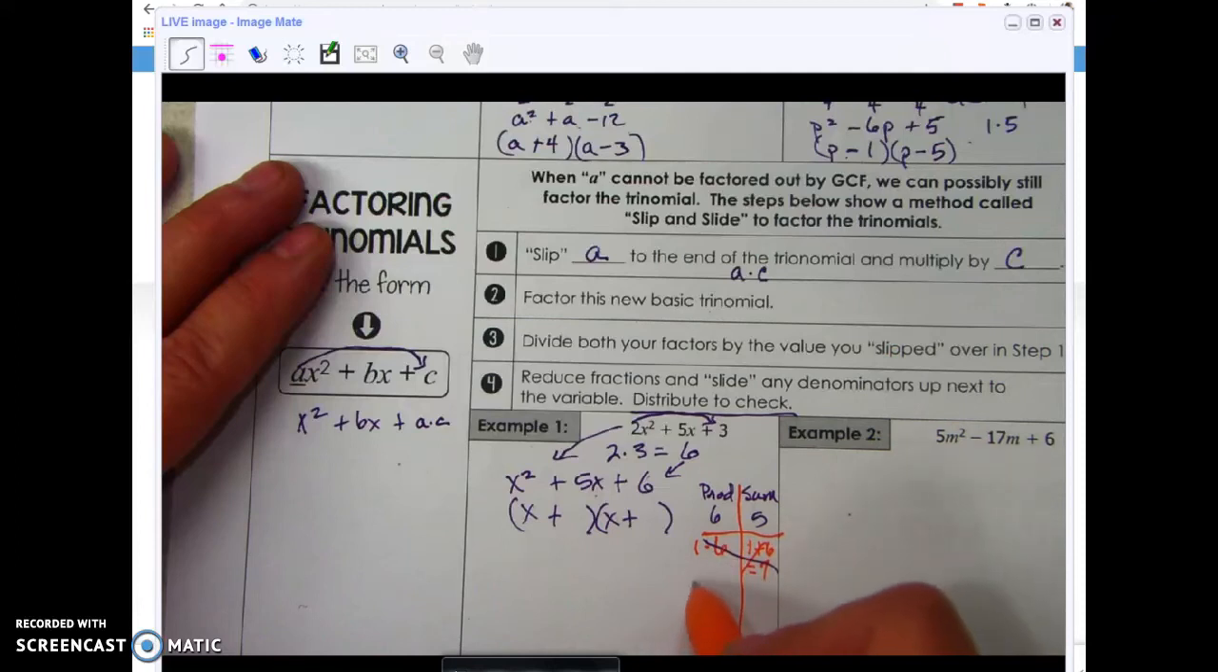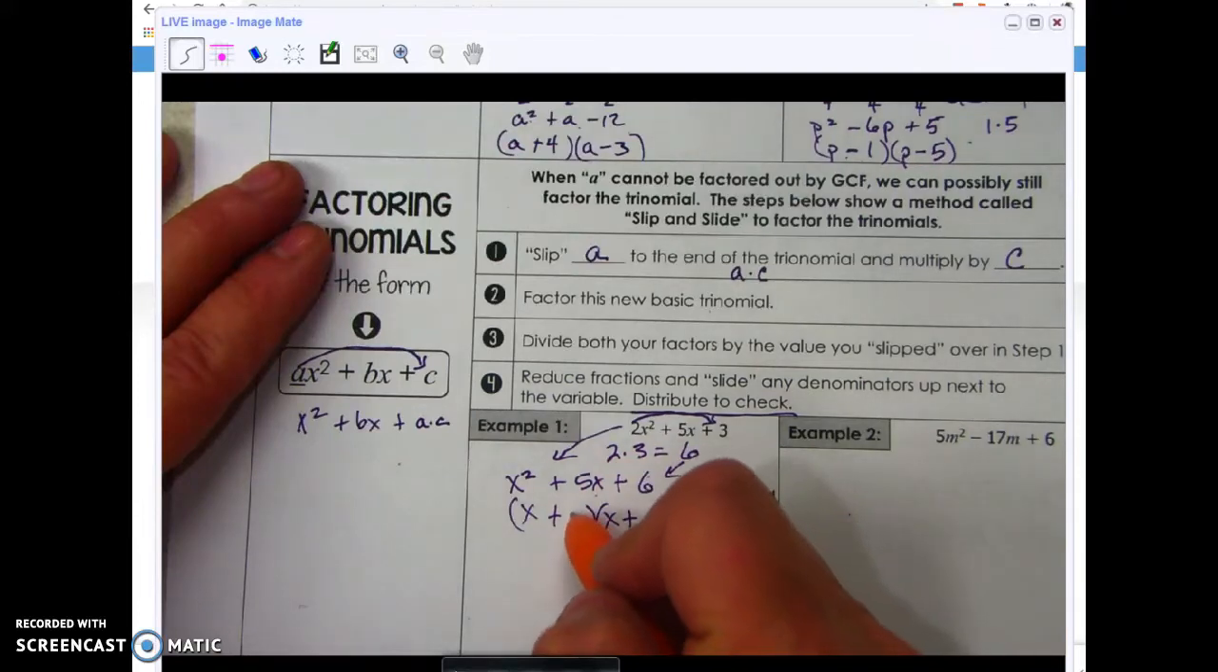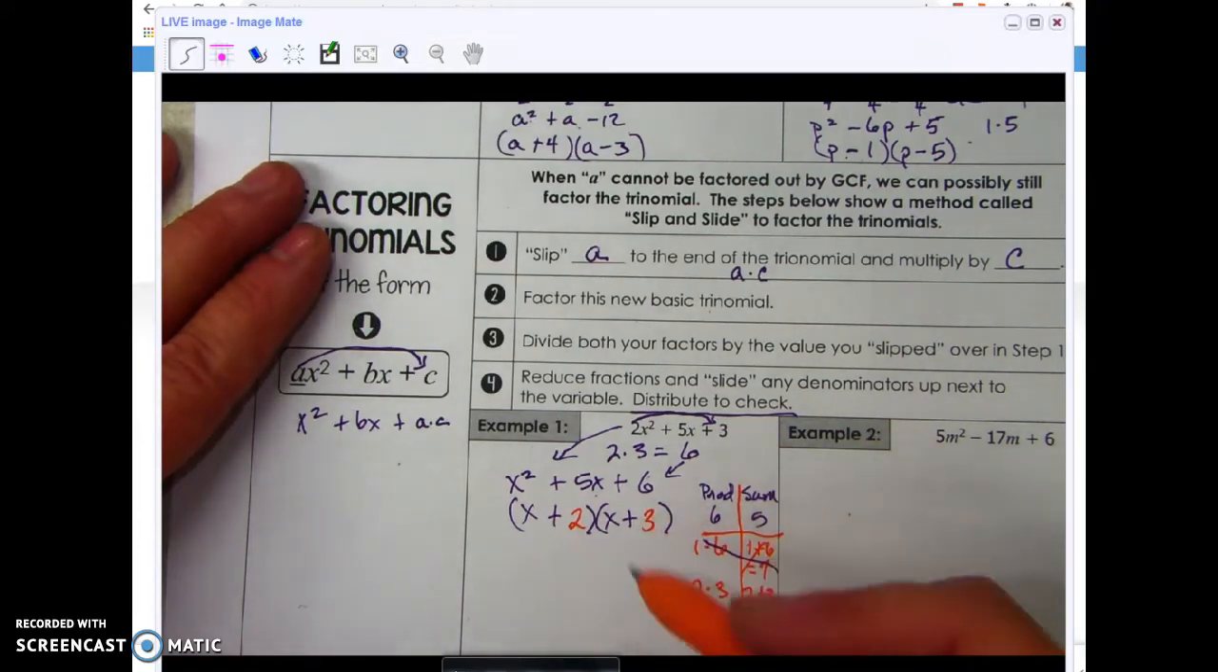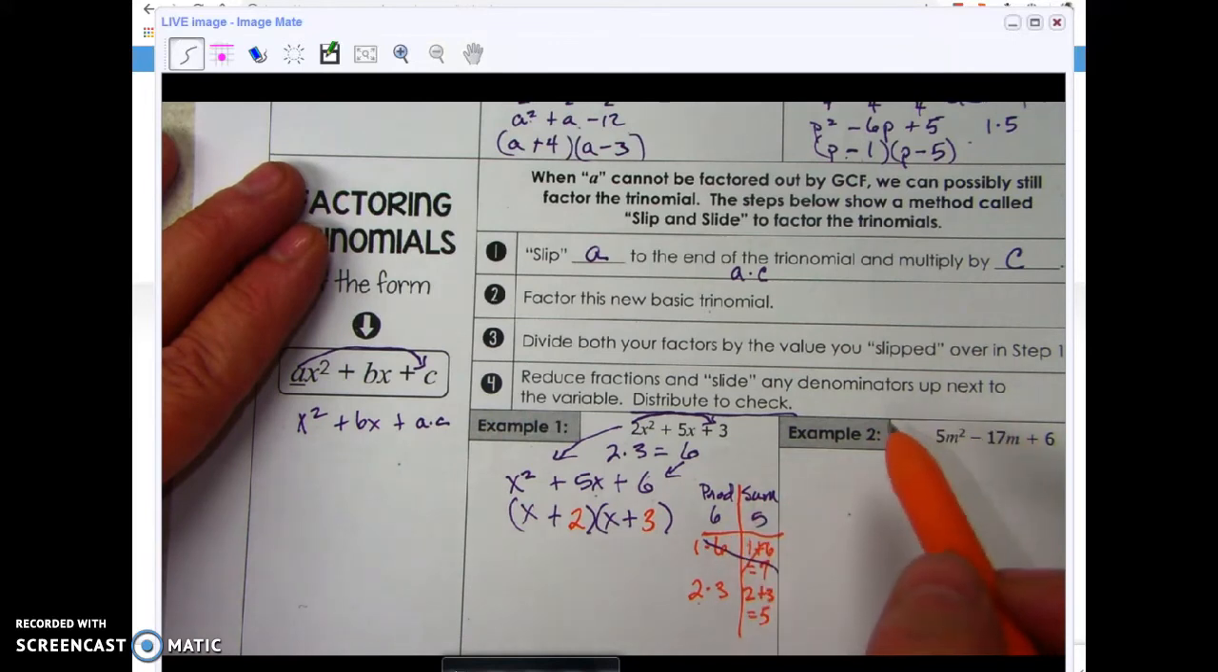Okay, so my other option is 2 times 3, 2 plus 3. So whatever I'm putting here, I'm multiplying. When I put it over here, I add those two numbers. And that is 5. 2 plus 3 is 5. That's what I'm looking for, a 5. So 2 goes here, 3 goes there. Okay, now I am not finished.